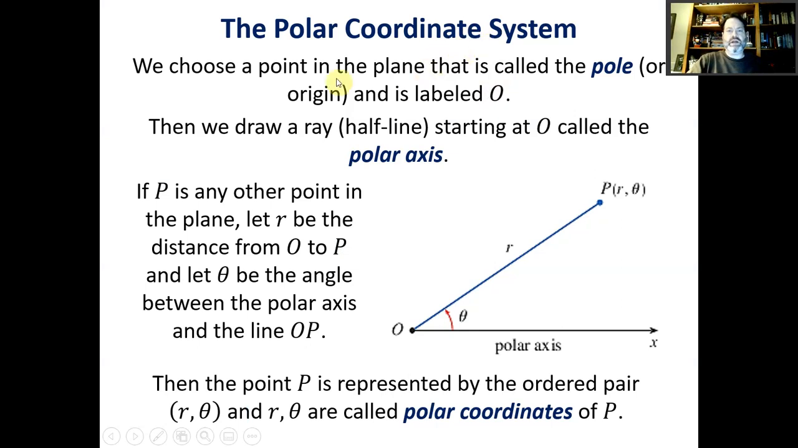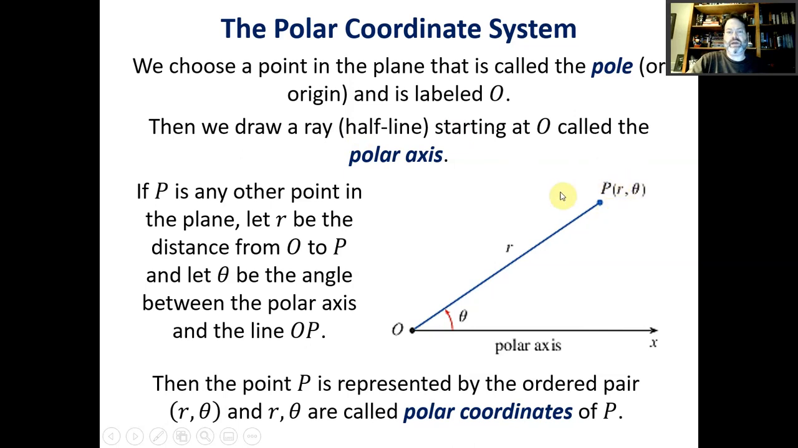So just some terminology. Make sure you're familiar with the terminology. The pole is just any point in the plane, and we label it O. And then you can draw what's called a ray, a half line, called the polar axis, and we just go out to the right. So this is like the positive, like the bottom boundary of the first quadrant.